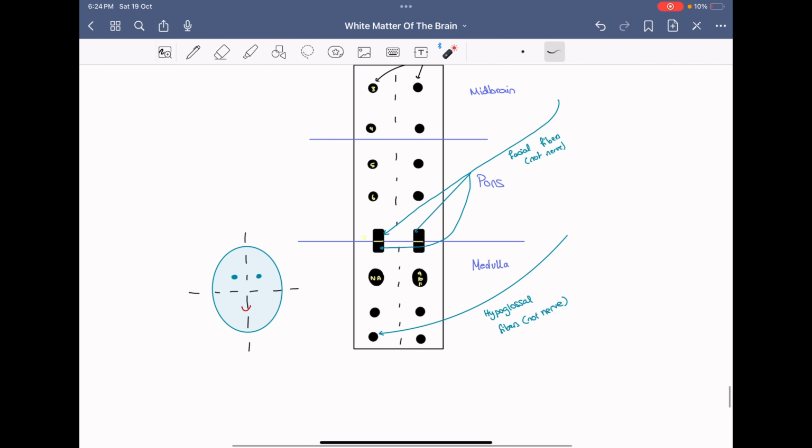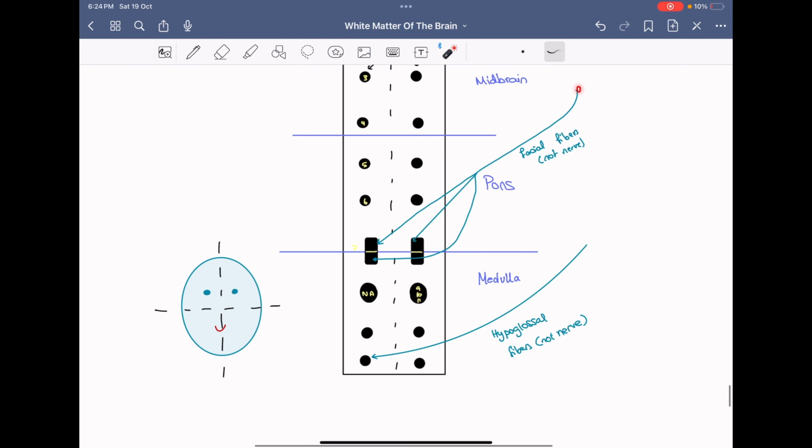Now essentially what happens is that you get your facial fibers, not nerve, because the nerve is going to be coming out from the nuclei. When I say fibers, I mean upper motor neuron fibers. And when we say nerve, I mean the lower motor neuron. So over here, when we're talking about the fibers, they're going to come and synapse with both sides, like we just mentioned.